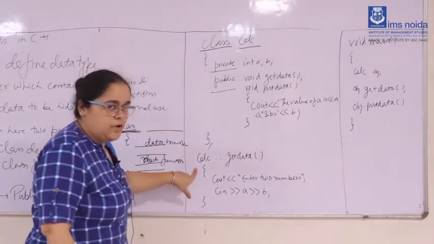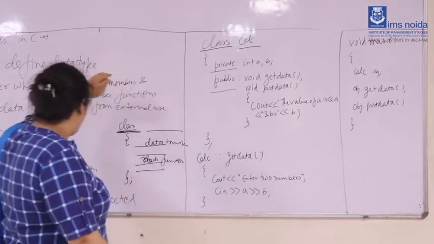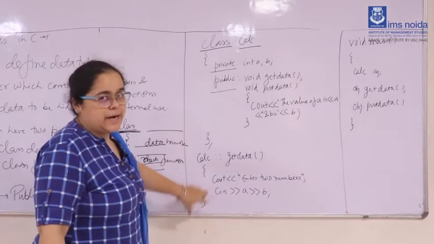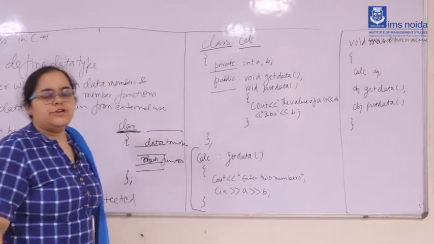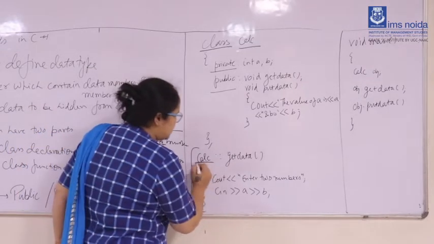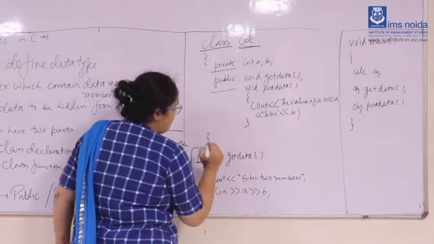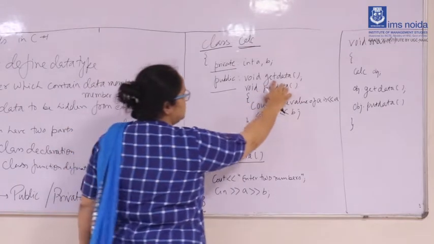When you want to define your function outside the class, you need to use the class name, then the scope resolution operator, and then the function name.